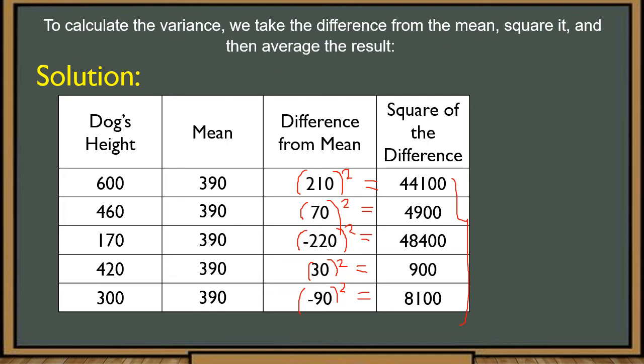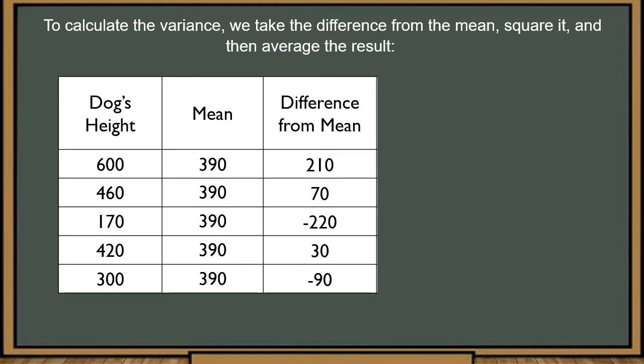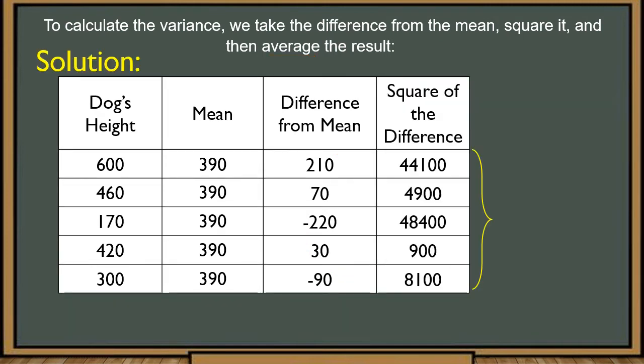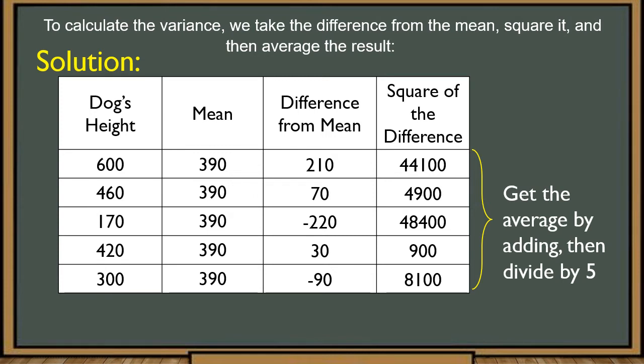Now what are we going to do with these squares? We're going to get the average. So take the average. How? We simply add the results. So remember how to get the average.